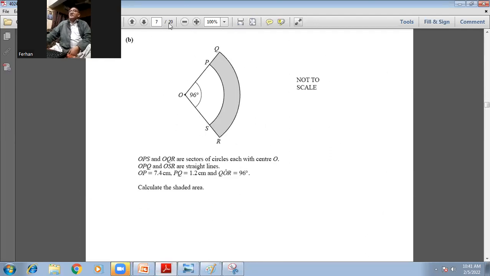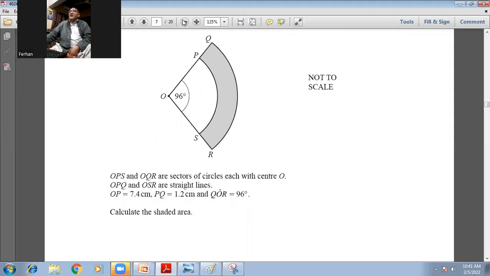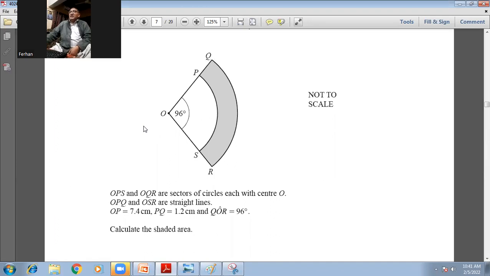Now we are on a different type of question. Here we have again: OPS and OQR are the sectors of the circles, each with the center O. OPQ and OSR are straight lines. OP is equal to 7.4 centimeters, whereas PQ is equal to 1.2 centimeters, and the QOR angle is 96 degrees. He says calculate the shaded area.